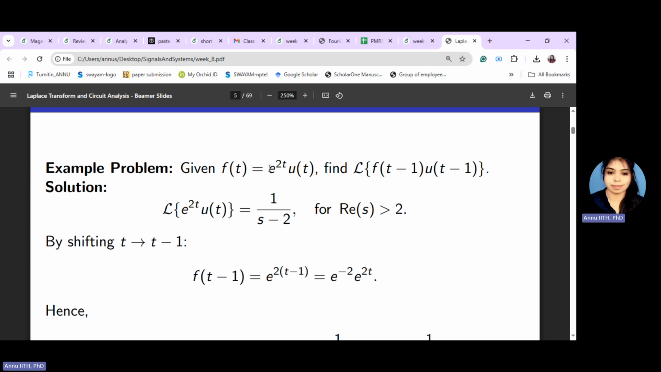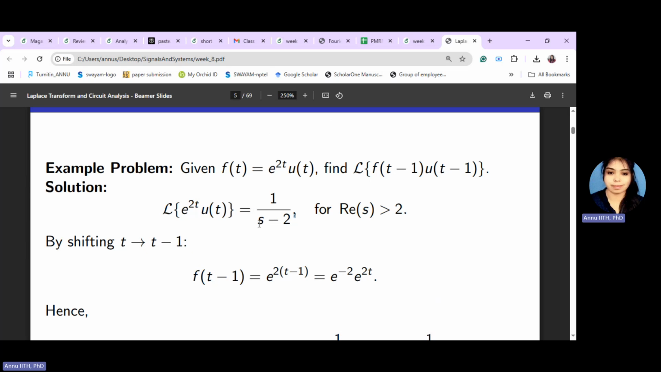So yes, I agree. Here I missed it is u(t minus 1). Okay. So if you want to keep u(t minus 1), you can keep. But by default, if suppose this u(t) is not there, then in that case, the Laplace transform of e power 2t is not equal to 1 upon s minus 2. And ROC is also not greater than 2. So basically, you want to keep this denominator greater than 0.